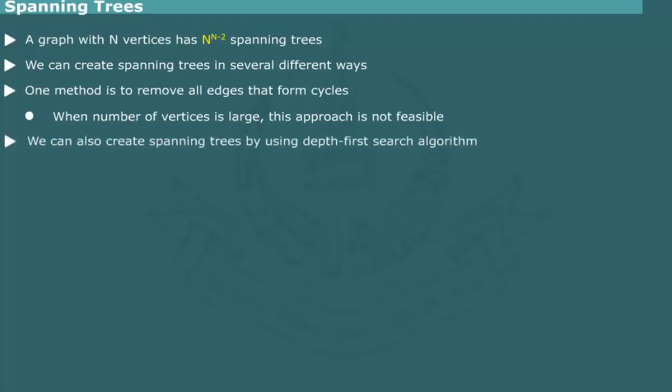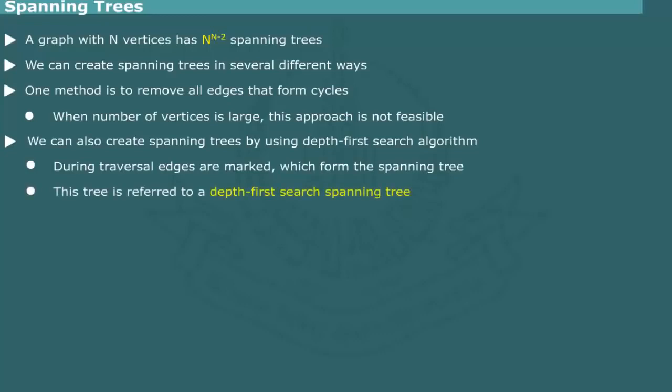We can create spanning trees by using the depth first search algorithm. During the traversal, we can mark edges associated with the visited vertices. After the search is completed, the marked edges will form a spanning tree. This tree is sometimes referred to as a depth first search spanning tree. Likewise, we can create a breadth first search spanning tree.